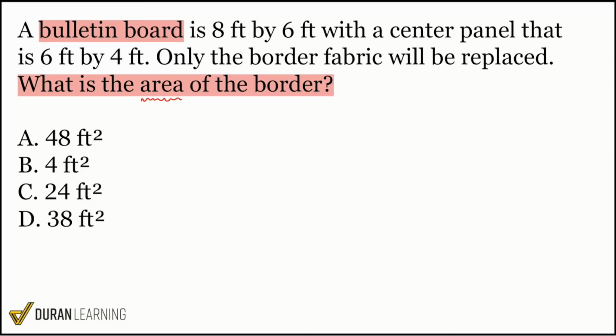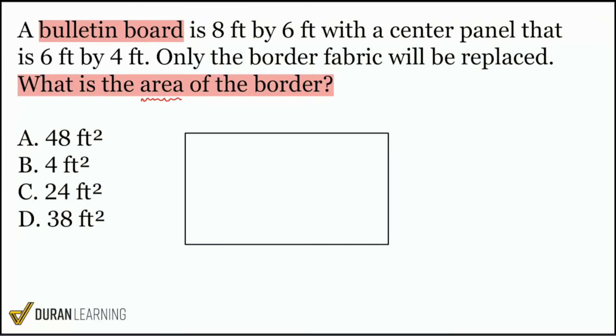And then we see that it says that this bulletin board, so this rectangle, these are the dimensions, the length and the width. But here's the confusing part. So if you said that this made sense, but this over here didn't, I understand, and I got you. So it says that we have a bulletin board. So let me just go ahead and draw this out. All right, there's our bulletin board. And then it says that it has a center panel. So first, let me just go ahead and draw the 8 feet by 6 feet. Right there and right there.